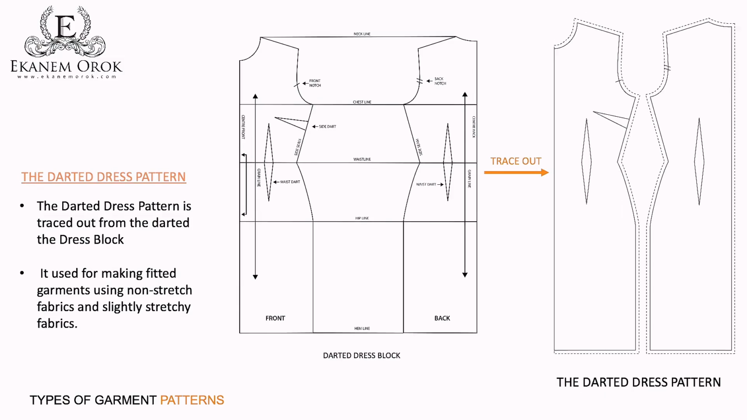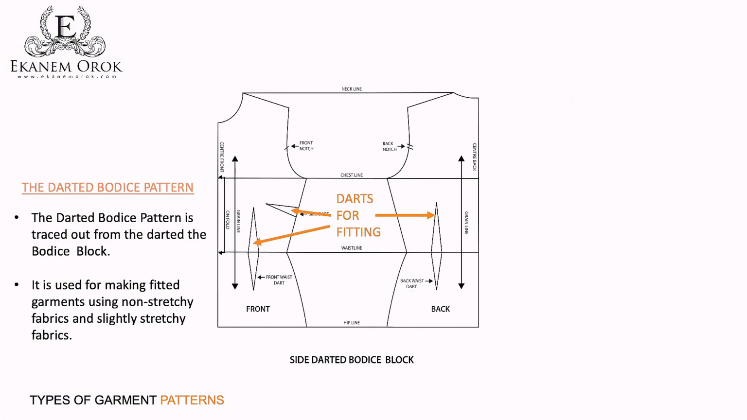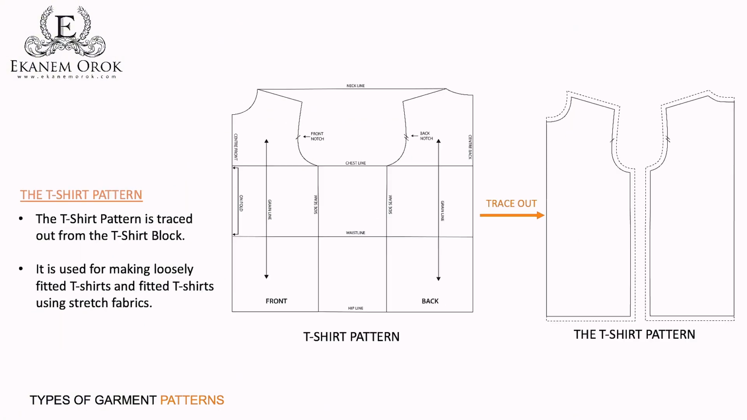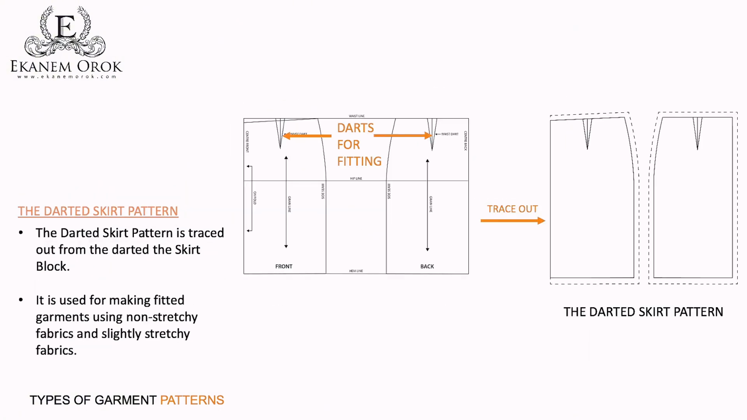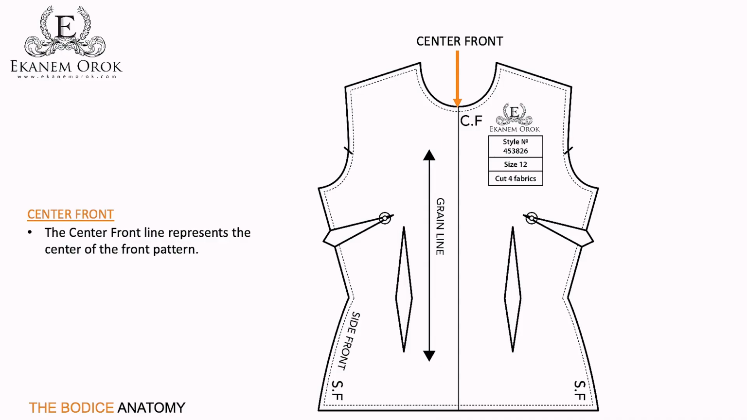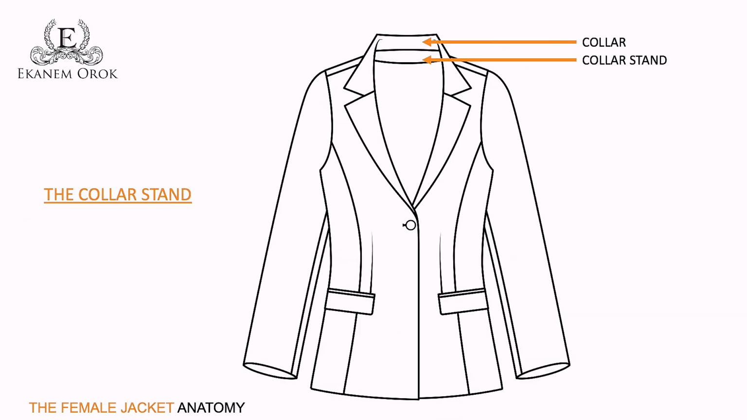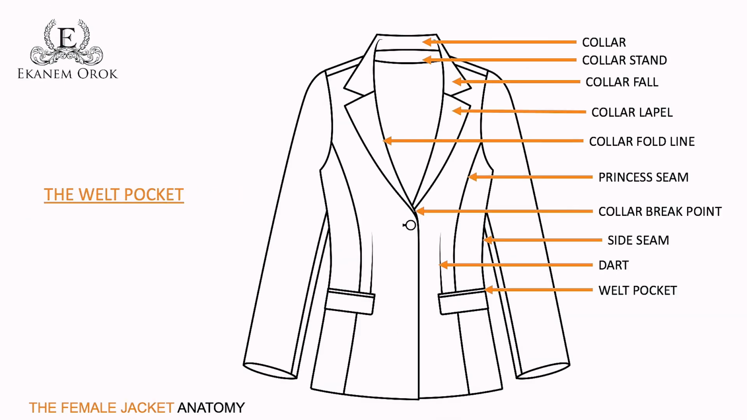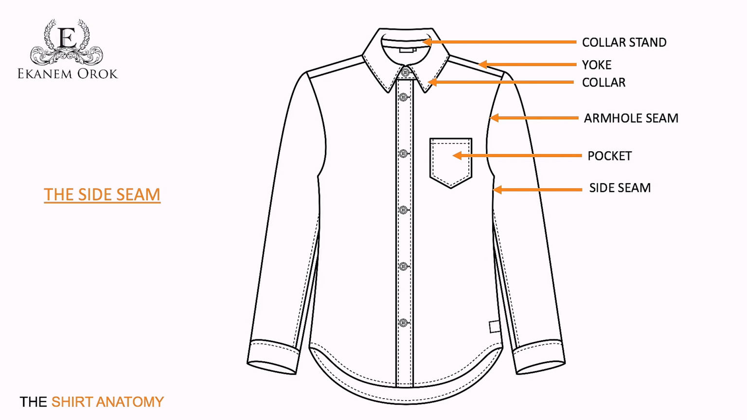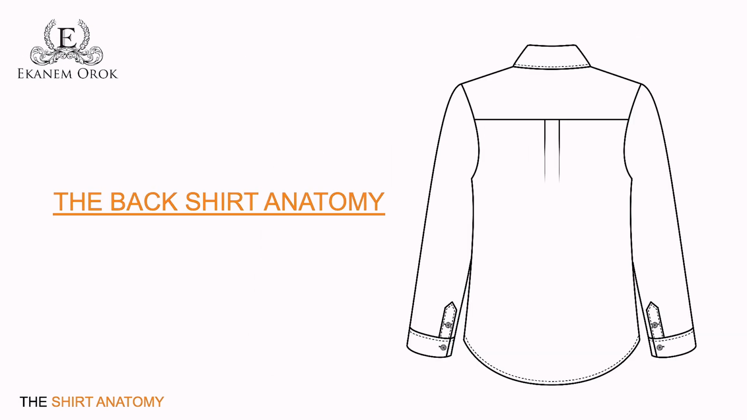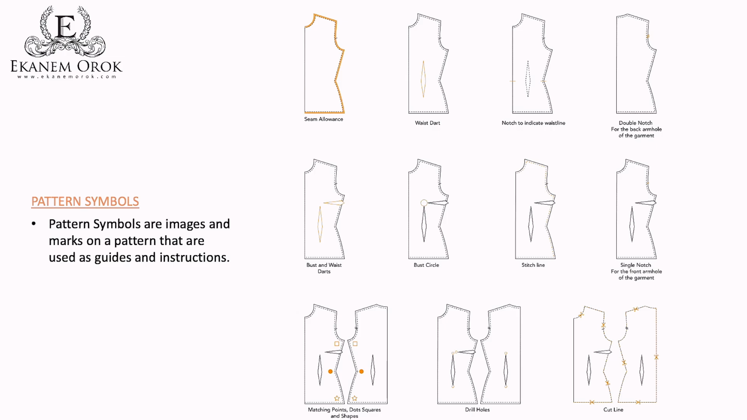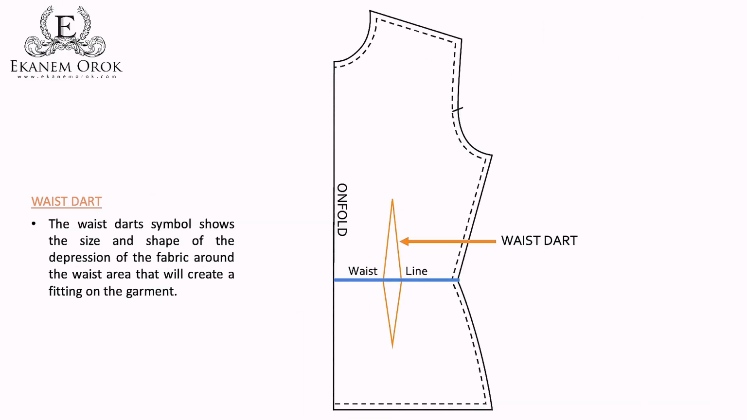In section 12, you learn about blocks and patterns. In section 13, you learn about garment pattern anatomy for bodies, female jacket, trouser, skirt, and shirt anatomy. In section 14, you learn about the different types of pattern symbols.